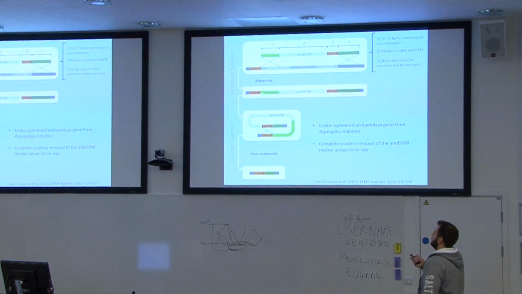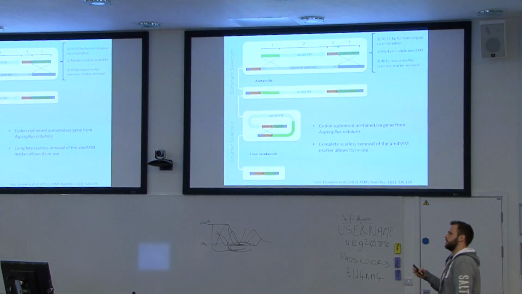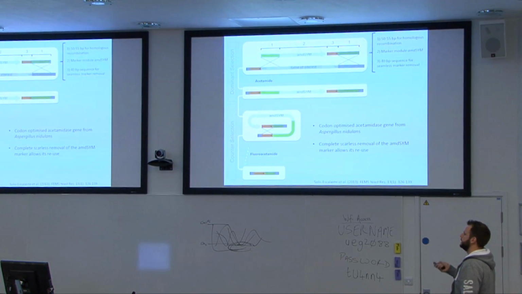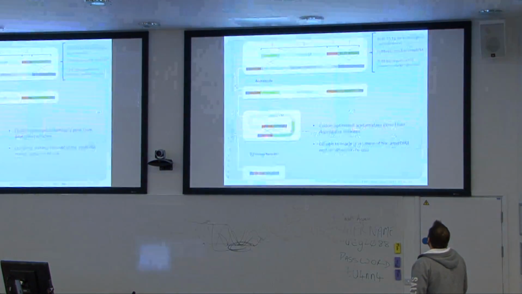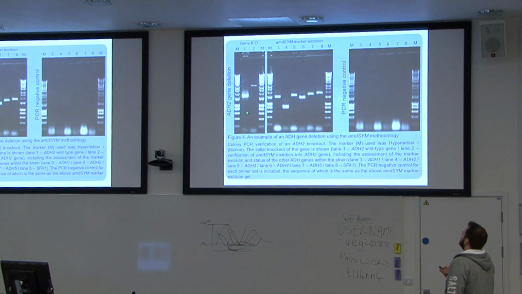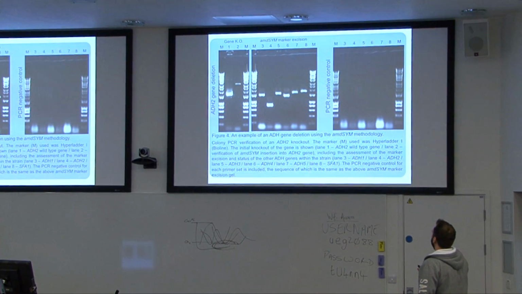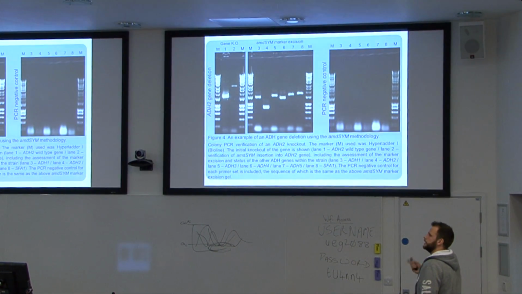This means you can use it over and over again, which is really positive. And it has some advantages over the Cre-lox system. You have to do a second transformation, and you get slightly poorer phenotypes. Just culturing in this way makes it a bit easier. And here's some success on a gel. This is the wild type of an ADH2 gene that I wanted to knock out. This is the insertion of the AmdS cassette, and this lane here shows the deletion of it.